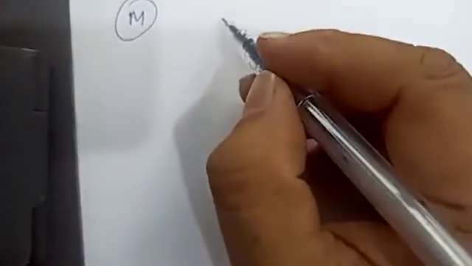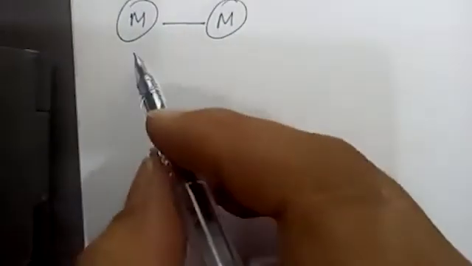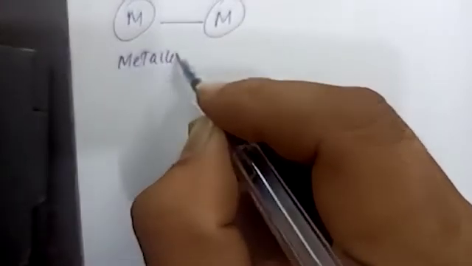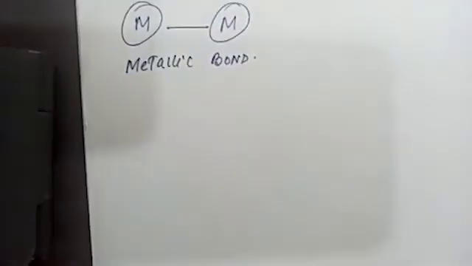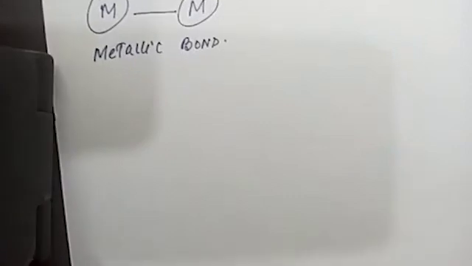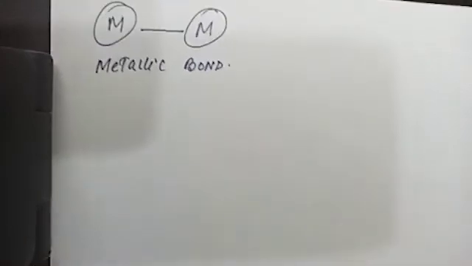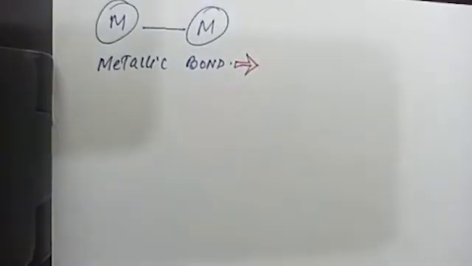When two metals, whether it is copper, zinc, or any metal, form a bond, this bond is known as a metallic bond. So what is a metallic bond?